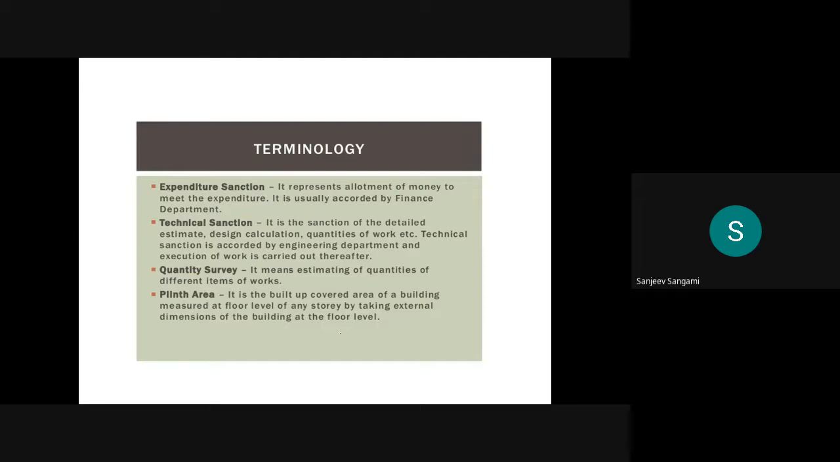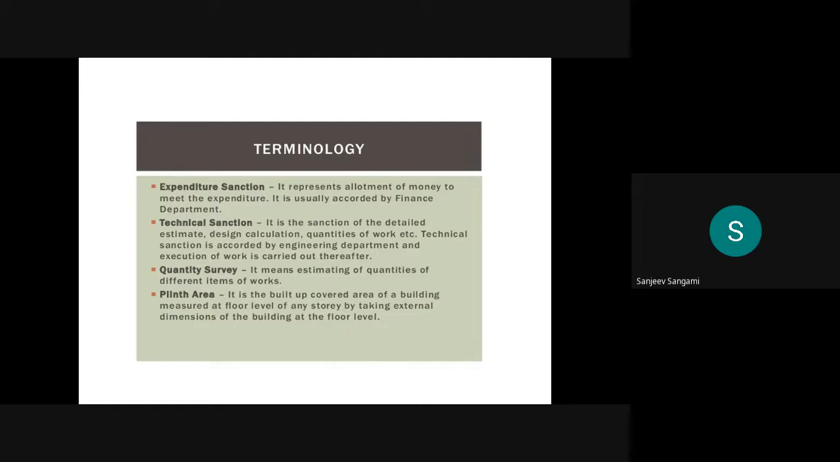It is the sanction of the detailed estimate, the design calculations, quantity of work, etc. It is given by the technical department. Normally we have officers like the executive engineer or the superintending engineer, who are the authority for the technical sanctions. Then quantity survey means estimating the quantity, which I already explained.